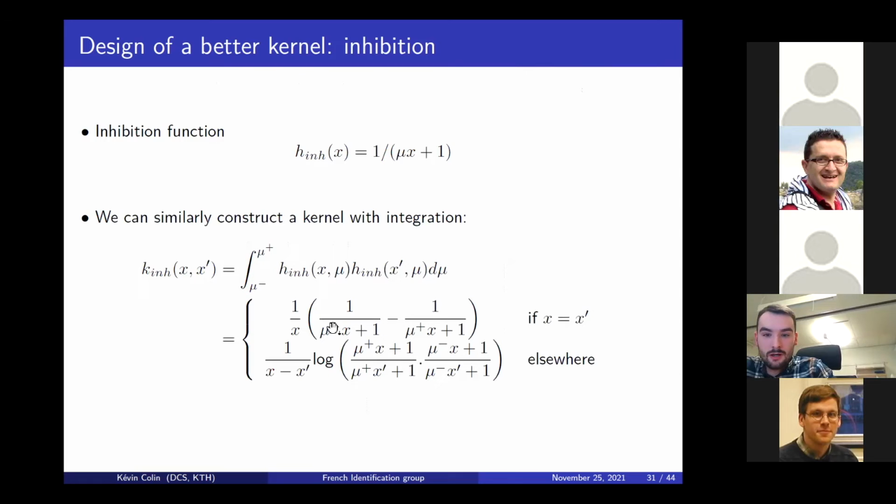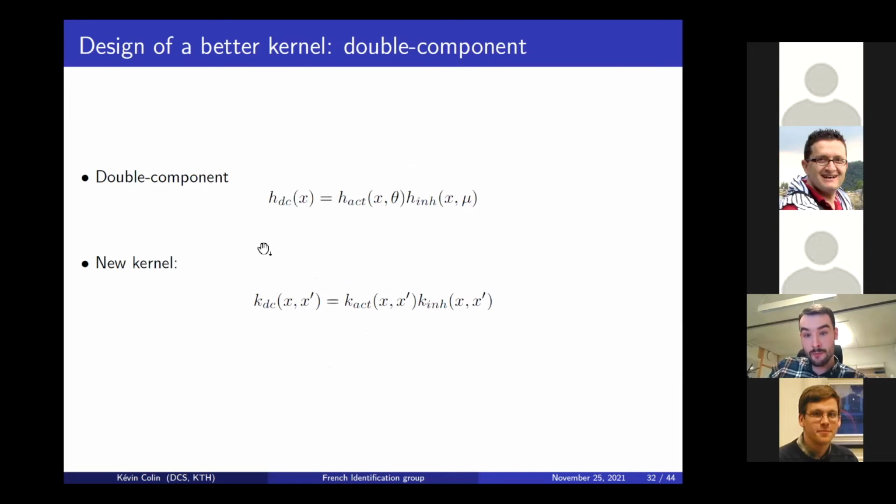If we want to design a kernel for inhibition function, we can use the same approach. This is the expression we will obtain for inhibition function, except that now I also have to introduce two additional hyperparameters, mu plus and mu minus, which are the bounds where we do the integral. For the double component, remember that it's basically the product of the activation function and the inhibition function. So basically for the kernel, we will consider the product of both kernels that we have designed before.